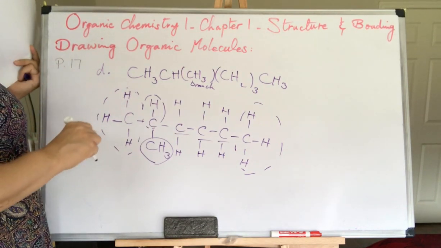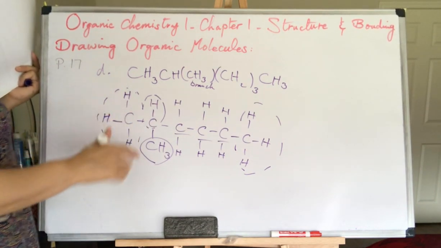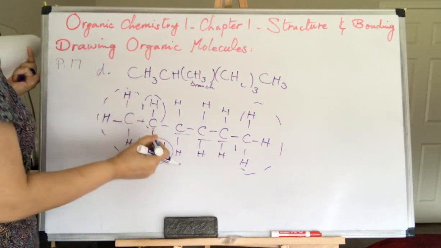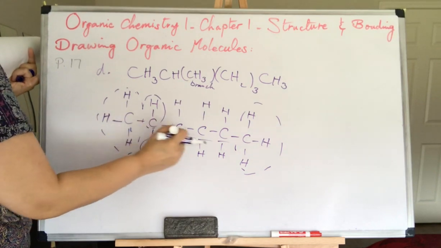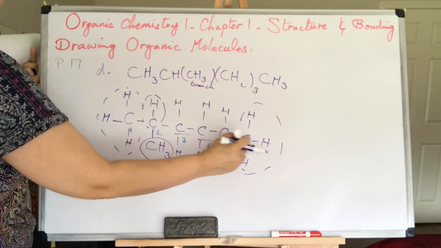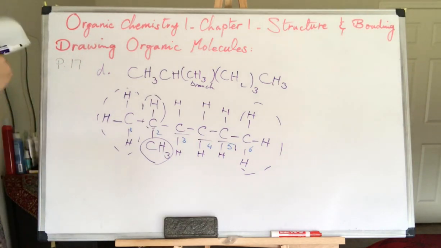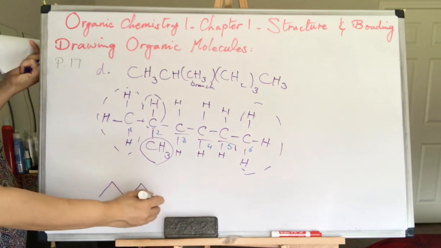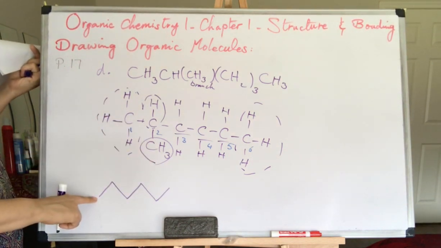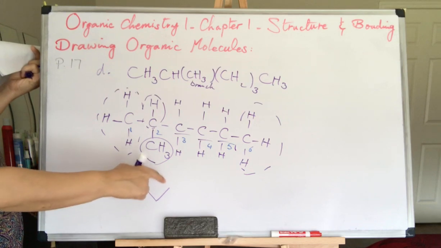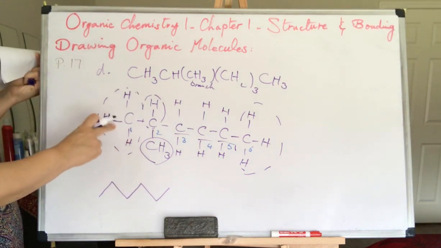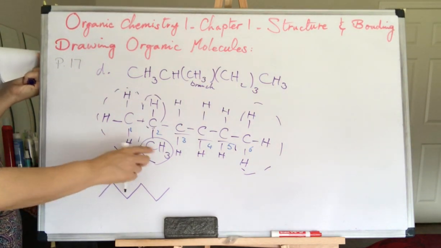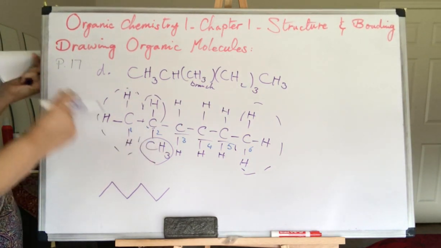It's time to draw the skeletal structure. So let's count the carbons in the long chain. 1, 2, 3, 4, 5, 6. So we have a zigzag of 6 carbons. 1, 2, 3, 4, 5, 6. Don't forget, I told you, carbon atoms are shown at the end of the lines or in the angles. So let's see. We are not supposed to show any carbons, or hydrogens attached to carbons, but we are supposed to show this methyl group on the second carbon.